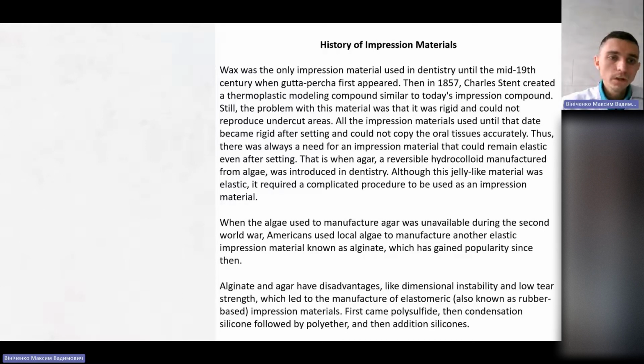So when we work with alginate, we need to fill it with gypsum within 20 minutes after we take the impression. If we talk about alginate, it has a high risk of shrinkage after 20 minutes. So we need to fill it with gypsum within 20 minutes after we take an impression.